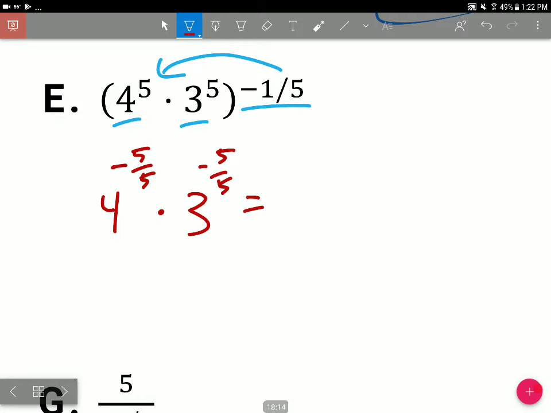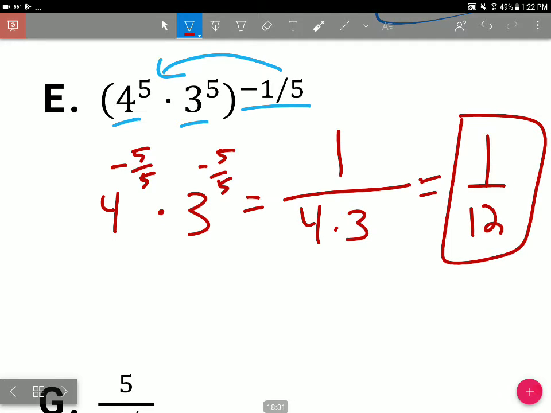But remember, what does a negative exponent tell you? It is on the wrong side. Again, we got to flip it. So we got a 4 times 3 on bottom. What's 4 times 3? 12. That's your answer. Move on to letter F. Do letter F. Easy peasy chicken greasy.